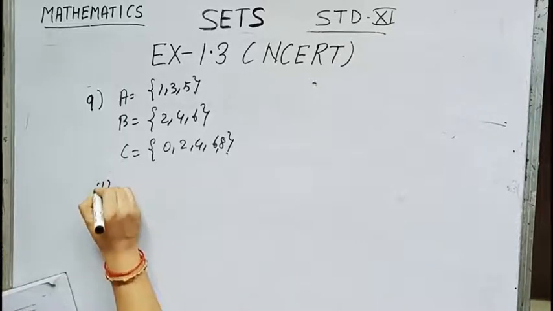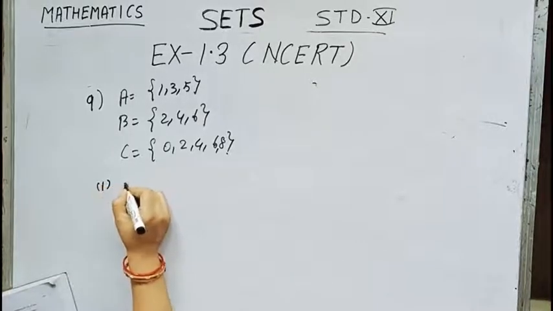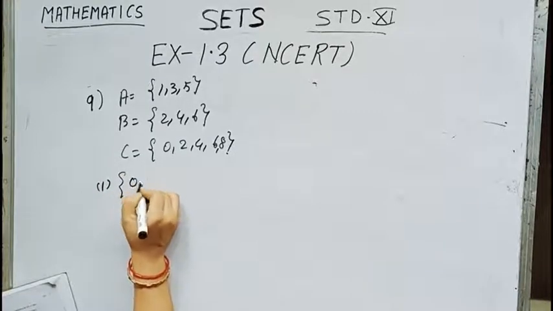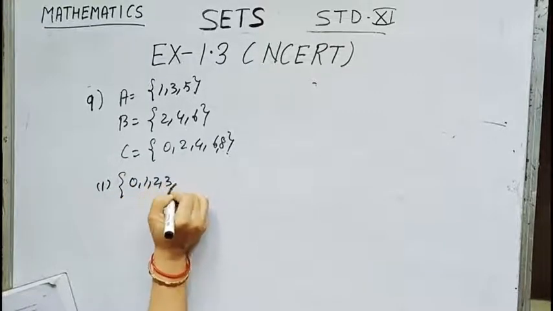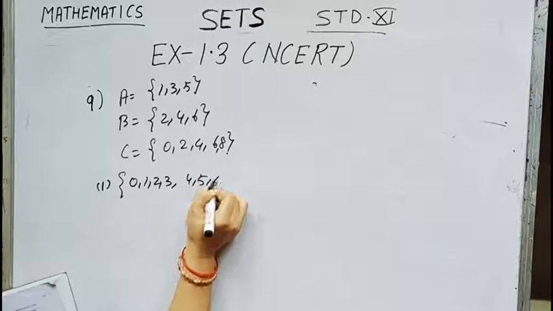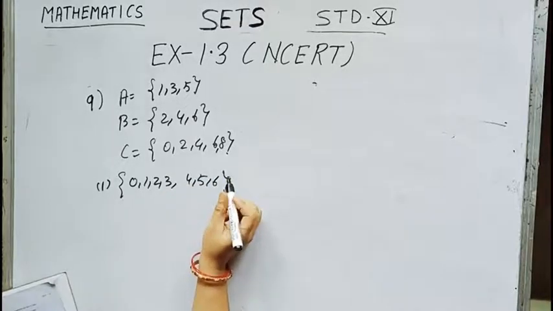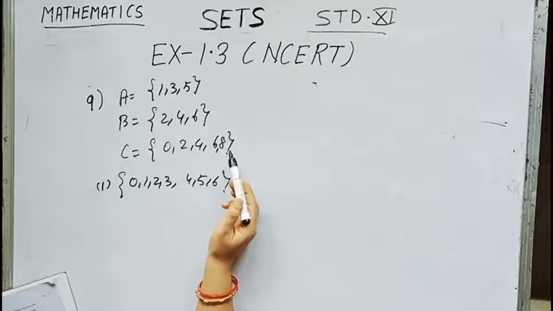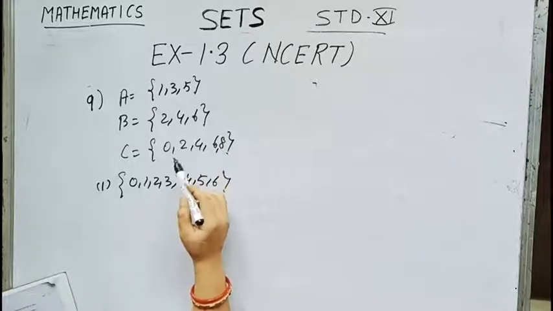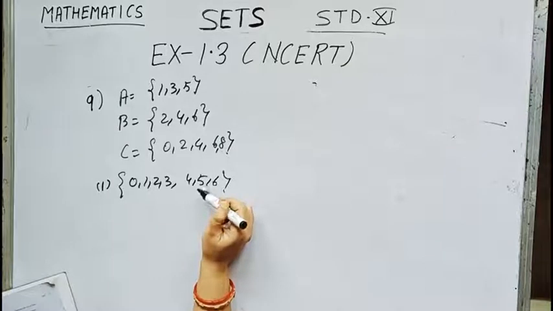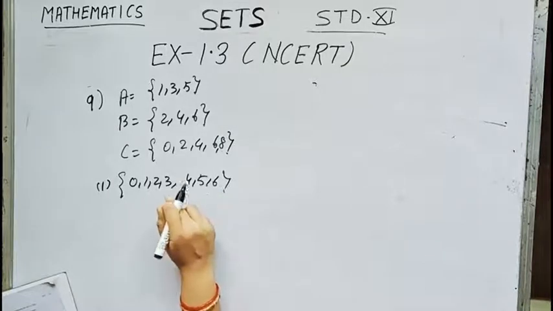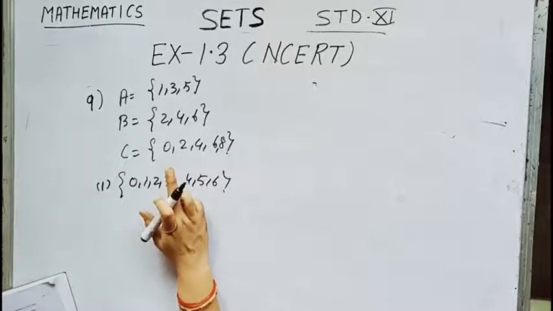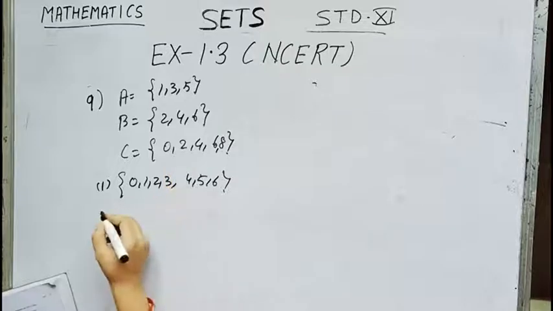So this question is based on the concept of universal set. So number 1 is 0, 1, 2, 3, 4, 5, 6. So obviously over here A is a subset of this, B is a subset of this, but over here 8 belongs to C, but 8 does not belong to this. So this cannot be the universal set for A, B and C.